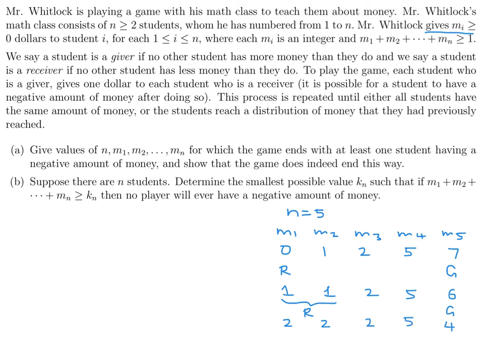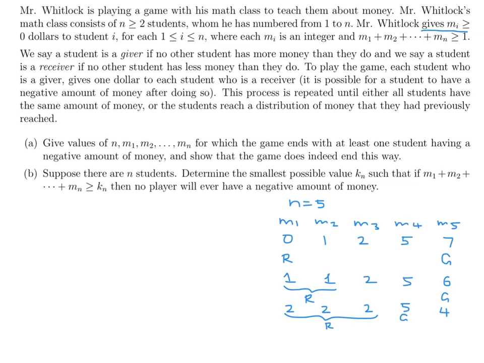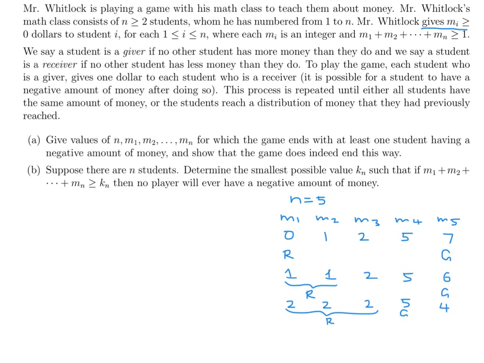But now the situation has changed. Now we've got a new giver, and we've got 3 receivers. So then one more round. The giver gives a dollar to each of these, so 3, 3, 3, and he's given away 3, so he's down to 2, and that's 4. Now we've got a new giver and a new receiver, and you just keep going, so I hope that makes sense.